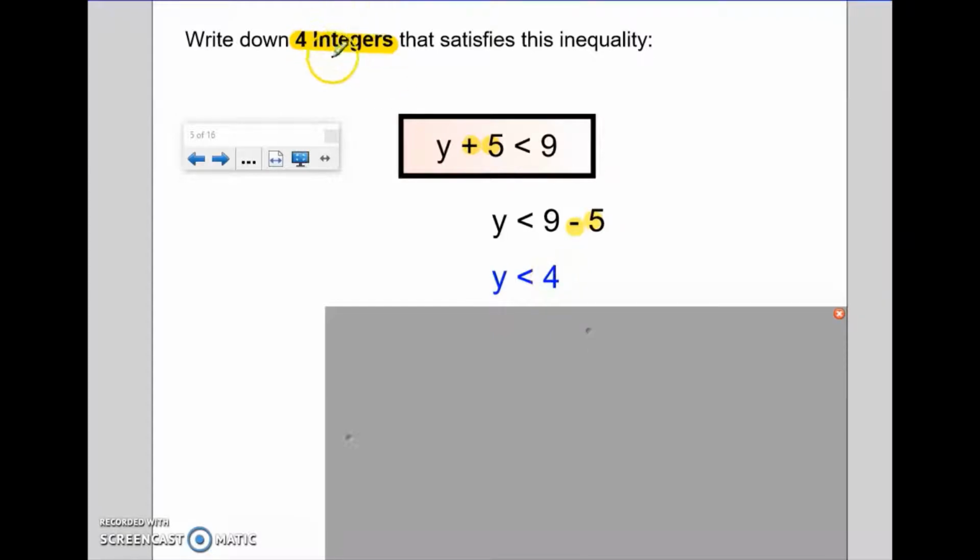So if I want 4 integers when y is less than 4, I could go for 3, 2, 1, and 0.